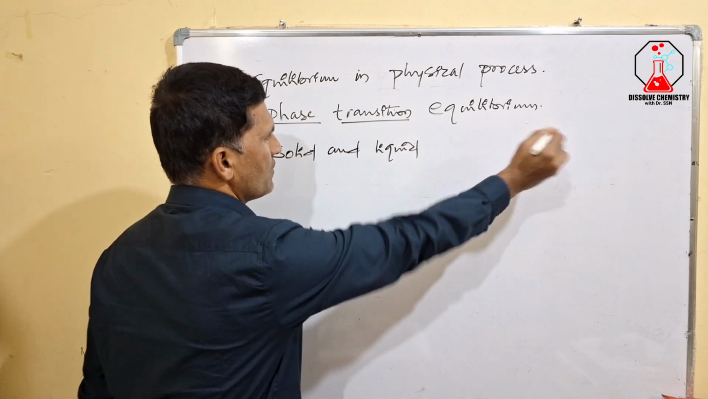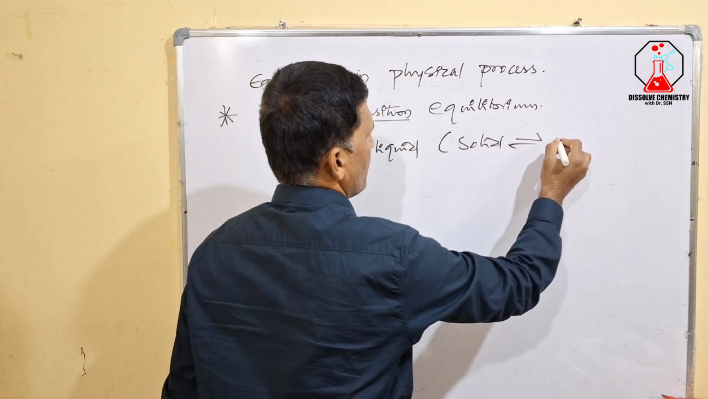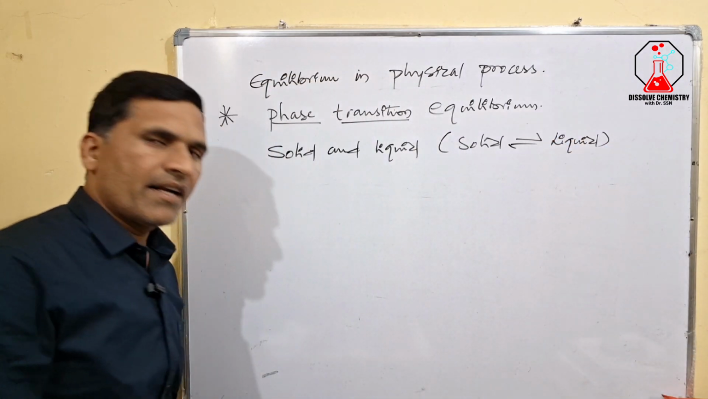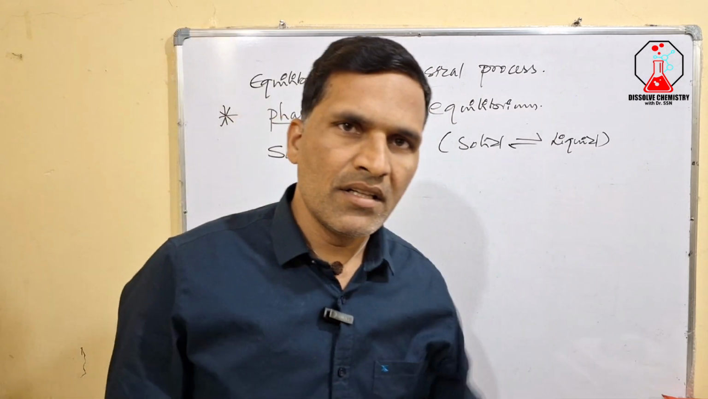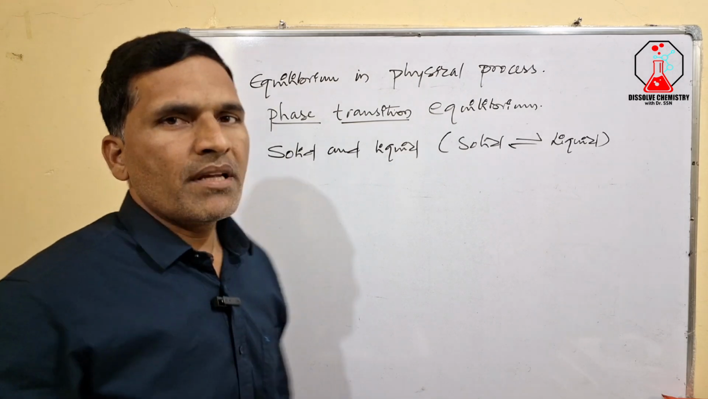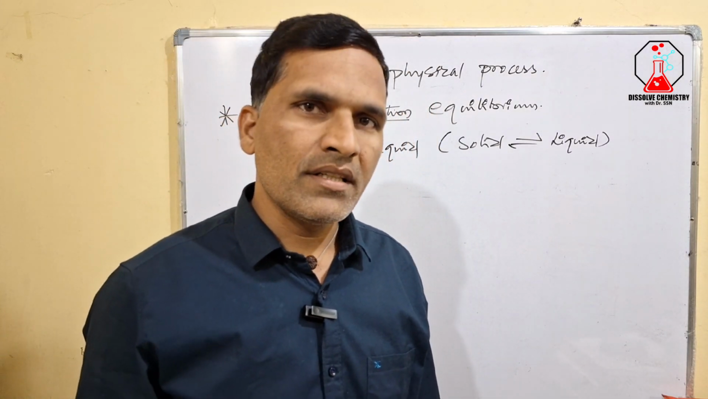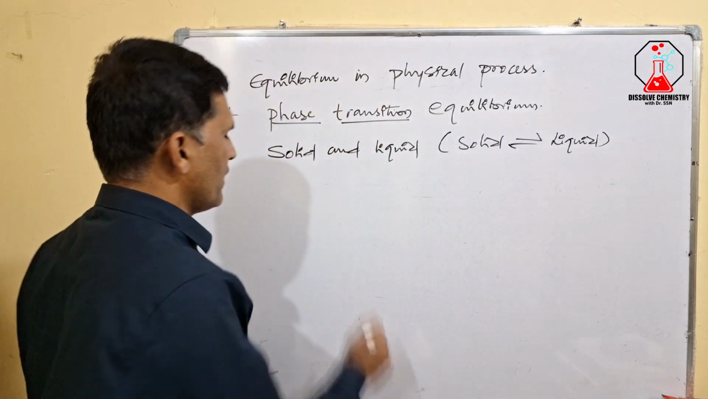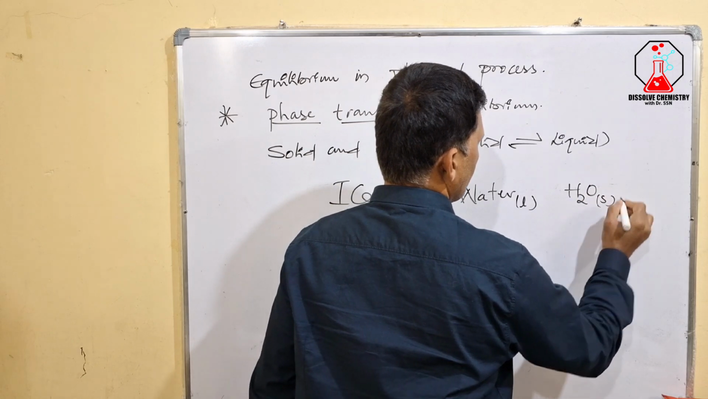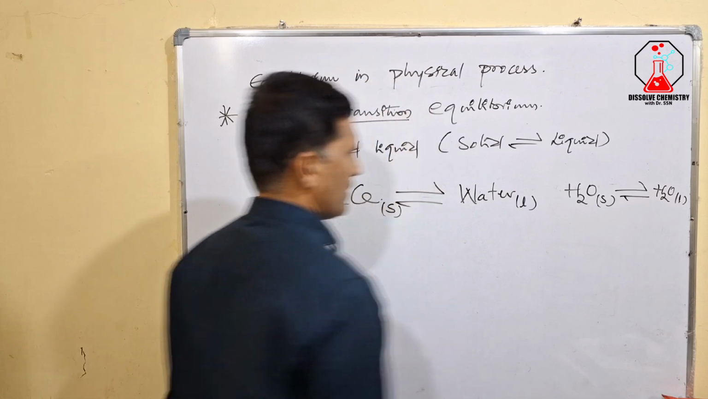Okay, we will show like this: solid, liquid. Okay, and a very important and very common example we will take here to illustrate this. So that an equilibrium established between ice, that is solid water, and liquid water we call. Or we can also represent like this: H2O solid, H2O liquid. We can write like this.